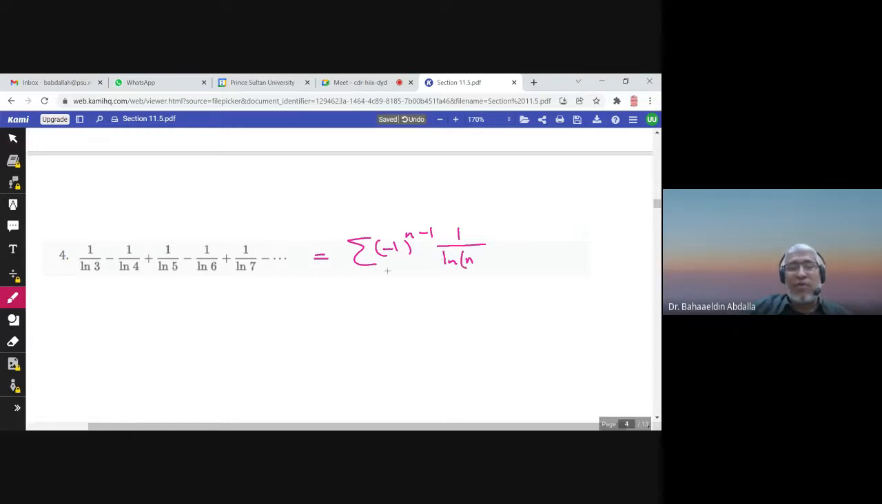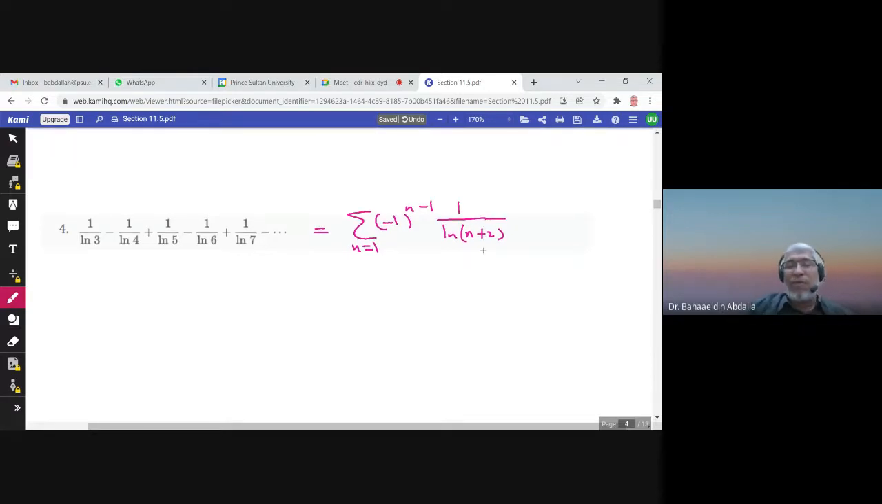But look at the first number. If n is 1, this would be 1, but it is 3, so n plus 2. If n is 2, it would be 4, and so on. So this is the series, and Bn is 1 over ln of n plus 2, and this is positive for n greater than or equal to 1, because ln after 1 is positive.